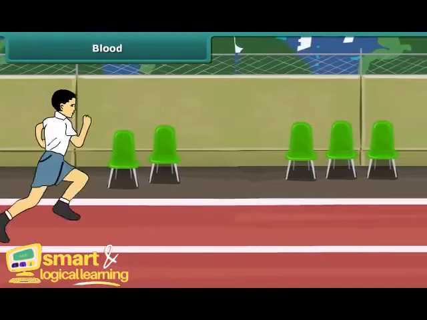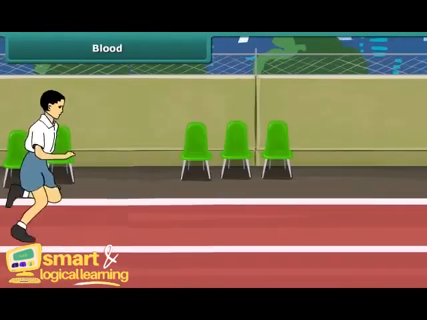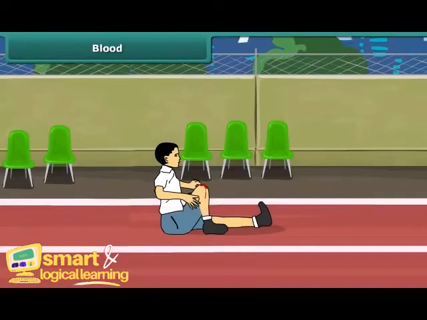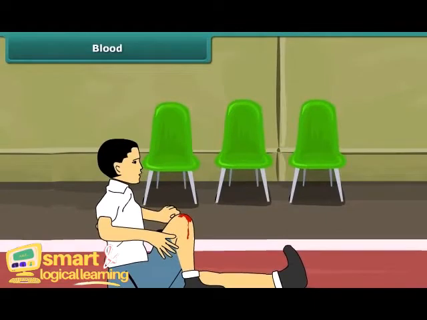Rahul participates in 100 meters race at his school. While running, he falls down and hurts himself. Blood oozes out of the wound for a while and then clots. His curiosity is aroused. He wants to know how it happened.